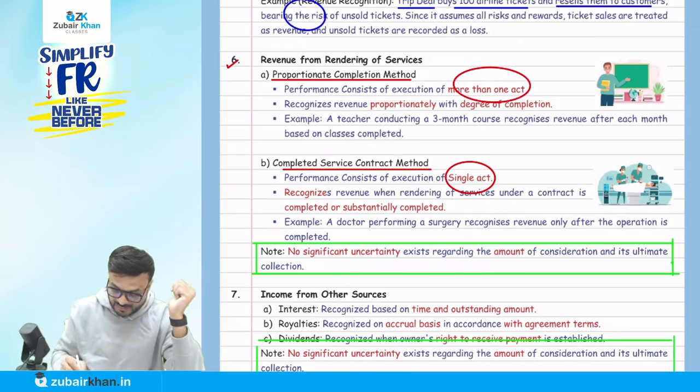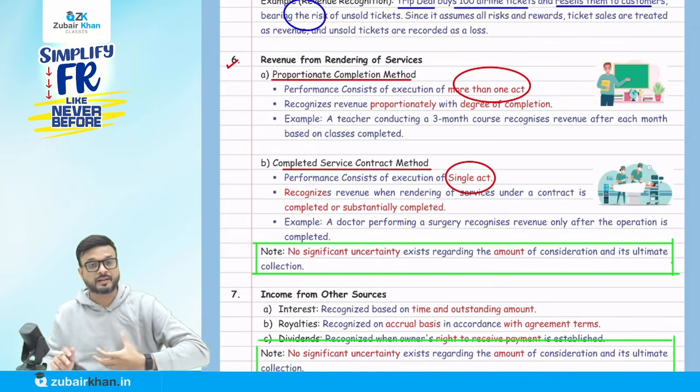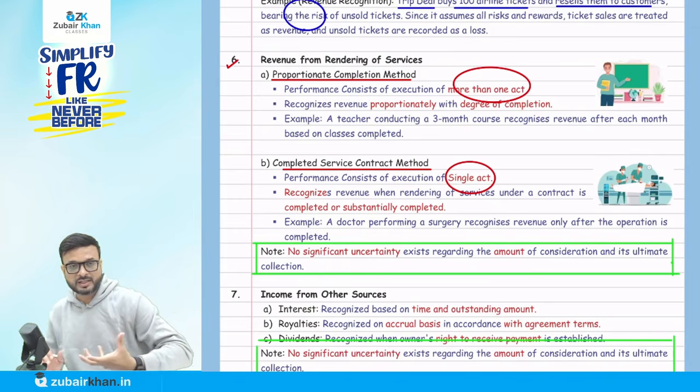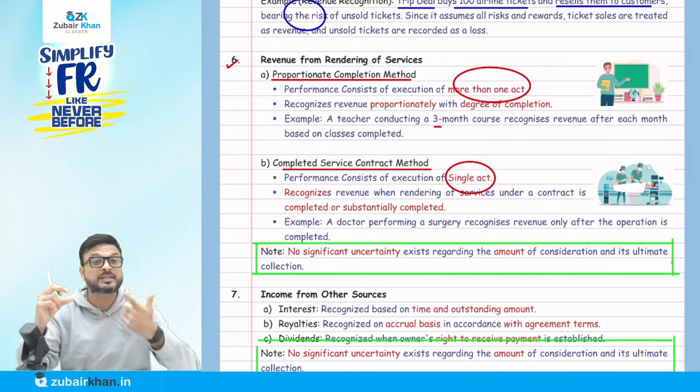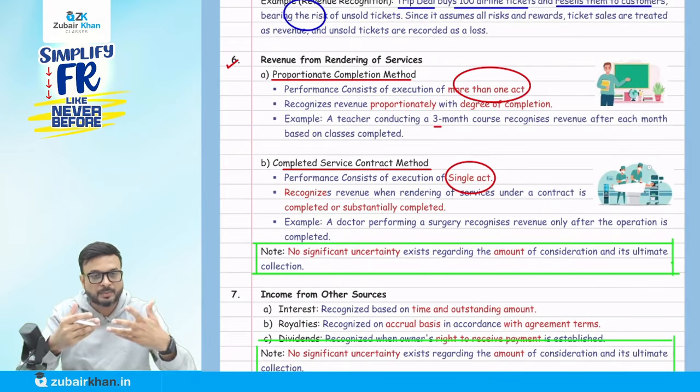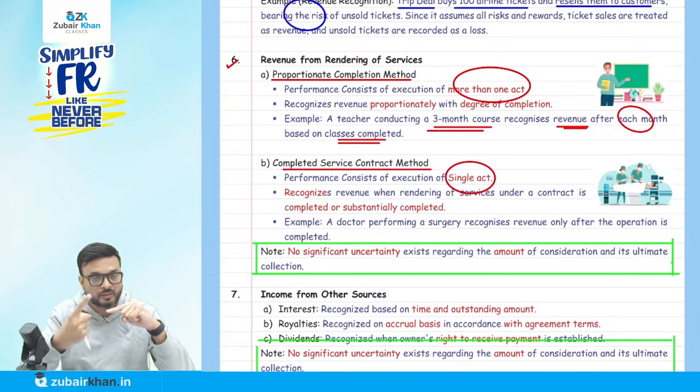So this example: a teacher conducting a 3 months course recognizes revenue after each month based on the classes completed. If out of 3 months, one month has been done, I will recognize revenue for 1 month. What about the remaining 2? That will be recorded as income received in advance. Then for the next month, when I provide the classes, that income received in advance will be cancelled and revenue will be recognized. Again, the same I will do for the 3rd month as well.